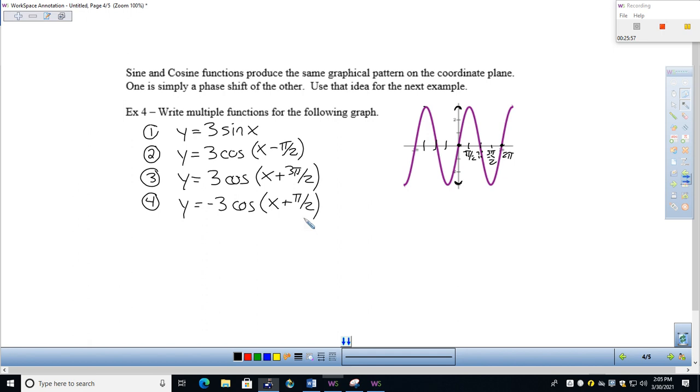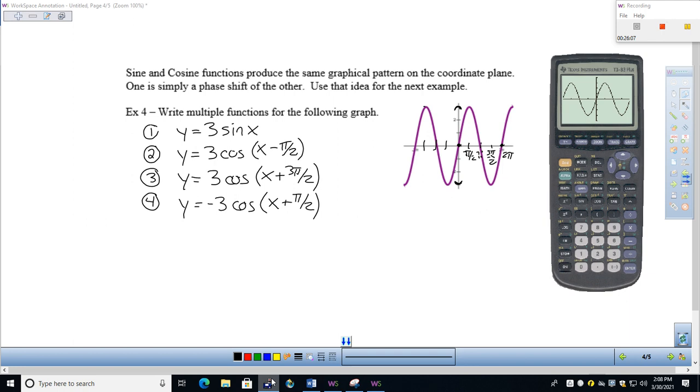Now, this is a little easier because my b value is 1. When the b value is not 1, it does get a touch harder. But you can kind of see how nice that is. And I could keep going again and again with these. I'm just going to do that fourth one, negative 3 cosine, and then x plus pi divided by 2, hit graph, and hopefully we've got a winner. There you go. Looks pretty cool.